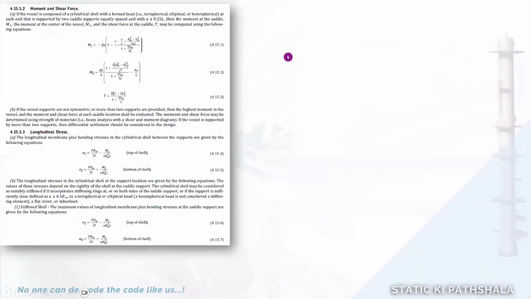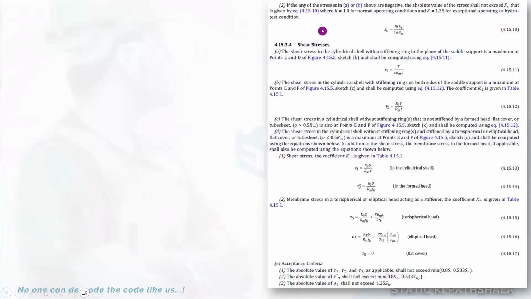So let's have a look at it. This is the procedure given in Division 2 when it comes to the saddle design, 4.15.3.2. Here we are going to calculate the moments, and after that we are going to calculate a variety of stresses. For longitudinal stress, there are a variety of criteria given. So as per your requirement, you have to calculate these stresses. Then shear stresses you have to calculate near the shell, then in the area where it is connected with the vessel. Whether it is very close or away from the distance, accordingly these equations will change.